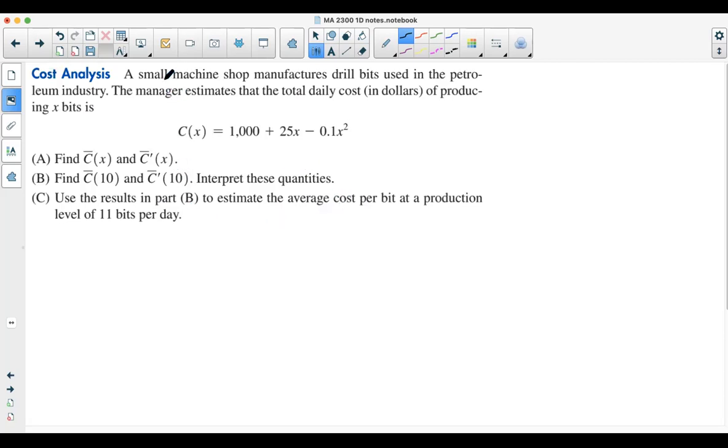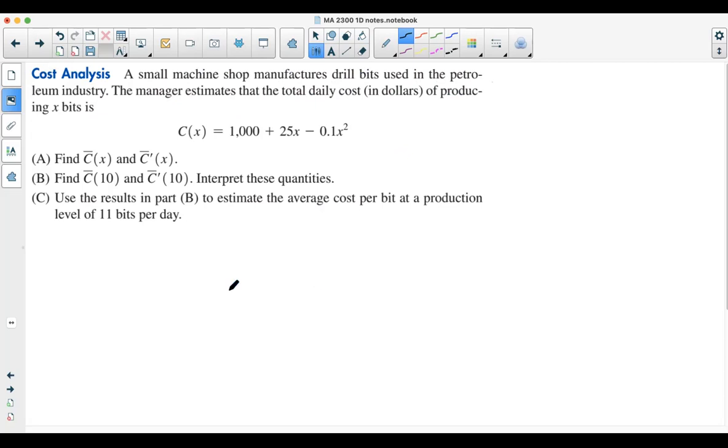A small machine shop manufactures a drill bit to use in the industry, and then the manager estimates the total daily cost of the production is this one. That's the daily cost. Okay, so we got that one done.